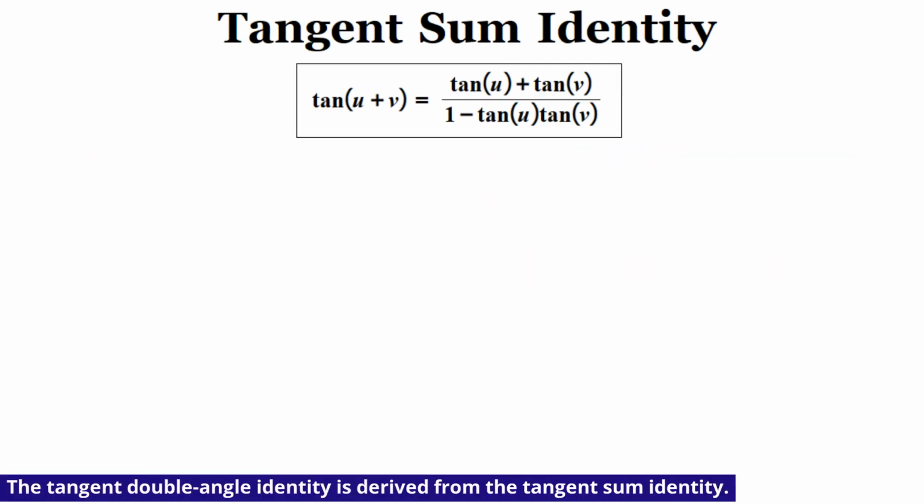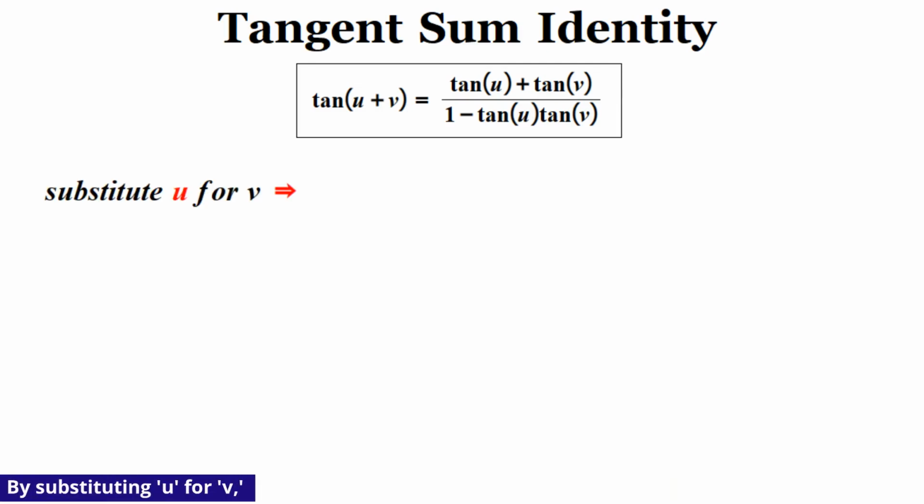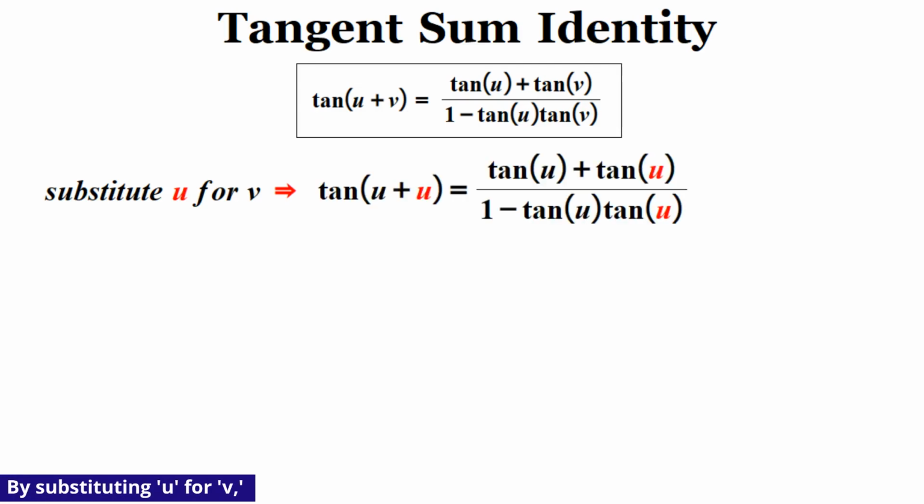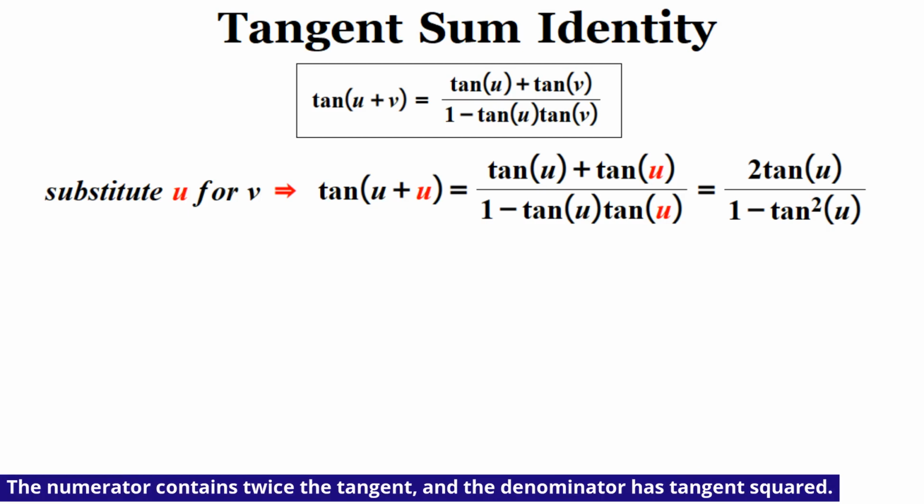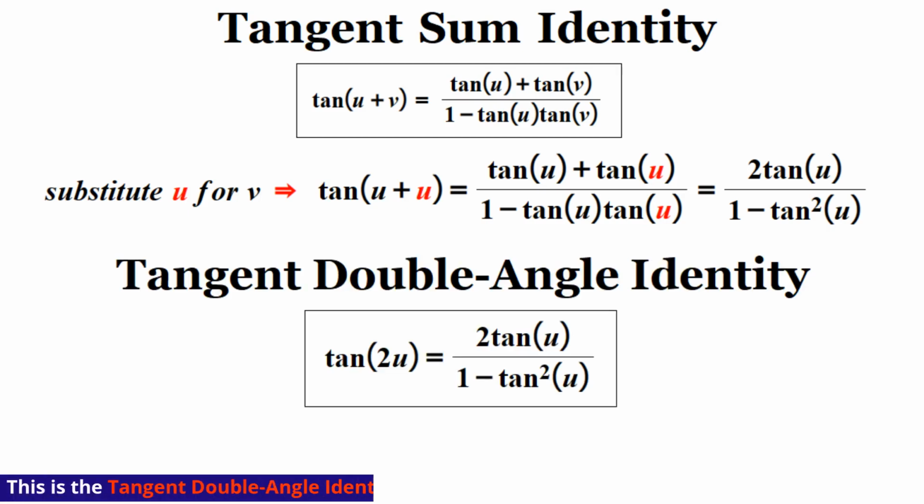The tangent double angle identity is derived from the tangent sum identity. By substituting u for v, the given angles become u. The numerator contains twice the tangent, and the denominator has tangent squared. This is the tangent double angle identity.